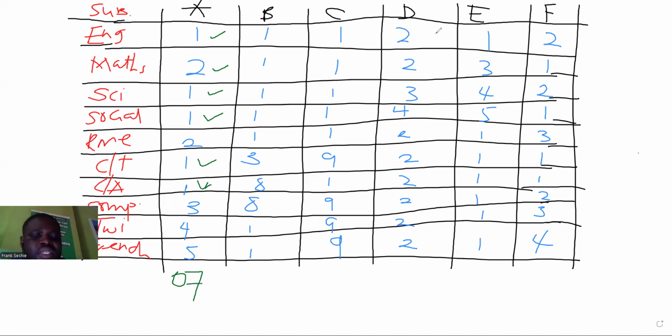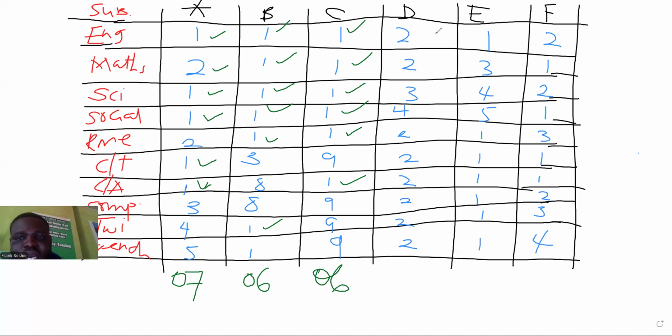Now candidate B. We sum up English 1, Maths 1, Science 1, Social 1, that gives you 4. Out of the electives from RME to French, the best are RME, P, and French, so we select just 2 of them. If we sum that up, we have 06. For candidate C, English, Maths, Science, Social is 4. The rest, the best is RME and Creative Arts. If you sum that up, you have 06.